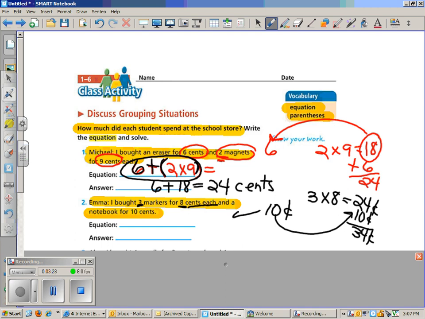As we become more mathematical, how we're going to put that together is we are going to say, well, we have the 3 markers at 8 cents. We need to solve that. We need to figure out how much those markers are going to cost. And when we do so, we're going to add on that 10 cents for that notebook. So there's our equation. First, we need to figure out what's in parentheses. We need to find out what 3 markers at 8 cents cost, and that's going to cost us 24 cents. And then we're going to add on the cost of the notebook, the 10 cents. So overall, we end up with 34 cents.